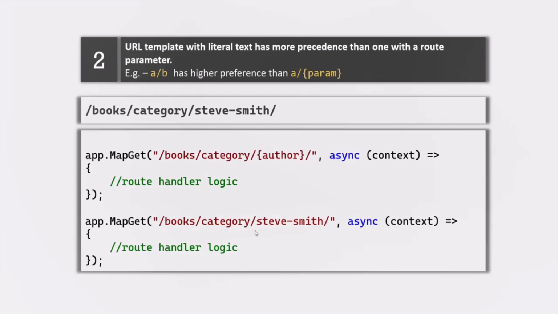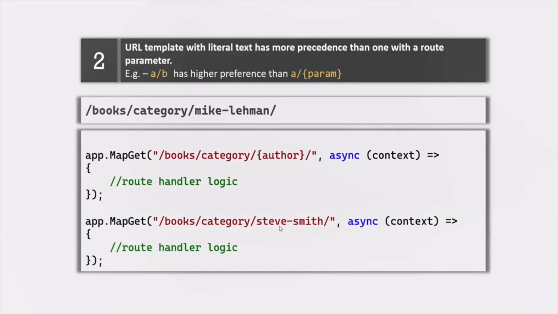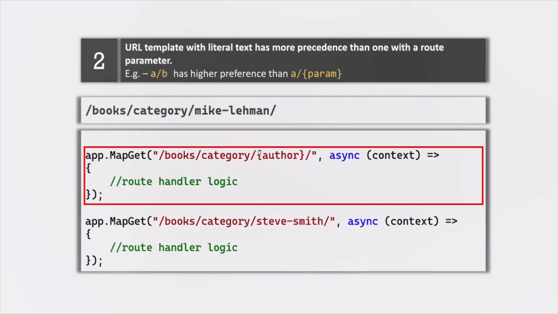But in this case, where we are specifying the literal text, the author name, this will get precedence over the first route. This URL exactly matches this route pattern, so again, this route will be picked. But if we say /book/category/ some other author name, maybe Mike Lemon, this URL does not match this route pattern, because after category, we have the literal text Steve Smith and here we have Mike Lemon. So the first route will be picked, and the author route parameter will be assigned Mike Lemon.